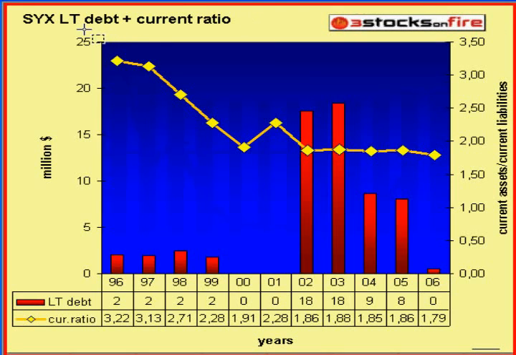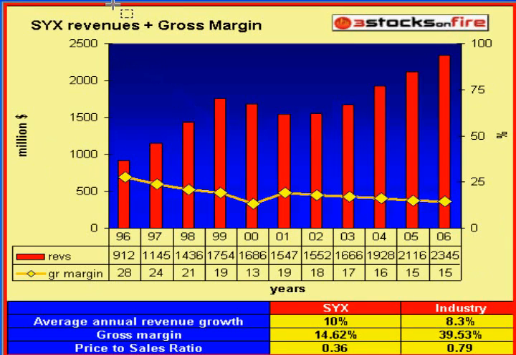Now, the long-term debt and current ratio. Long-term debt now is almost zero, and the current ratio is 1.79. It deteriorated a bit here in the fourth quarter, but it's okay. It's still okay. As for revenues, we had this nice growth until '99, when revenues were $1.7 billion.